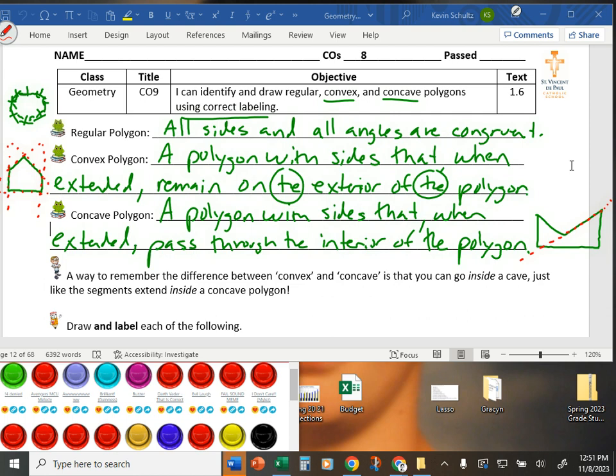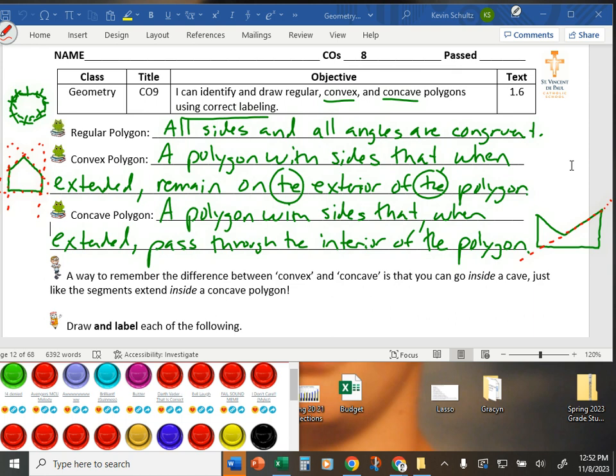That's concave. Okay, Sam's example of kind of caving in on itself, right? Or you go inside of the cave, the extended segments would pass through the polygon. That would be concave. All right. Questions on the difference? Yes, Sam? No? Okay. I didn't hear your hand up.